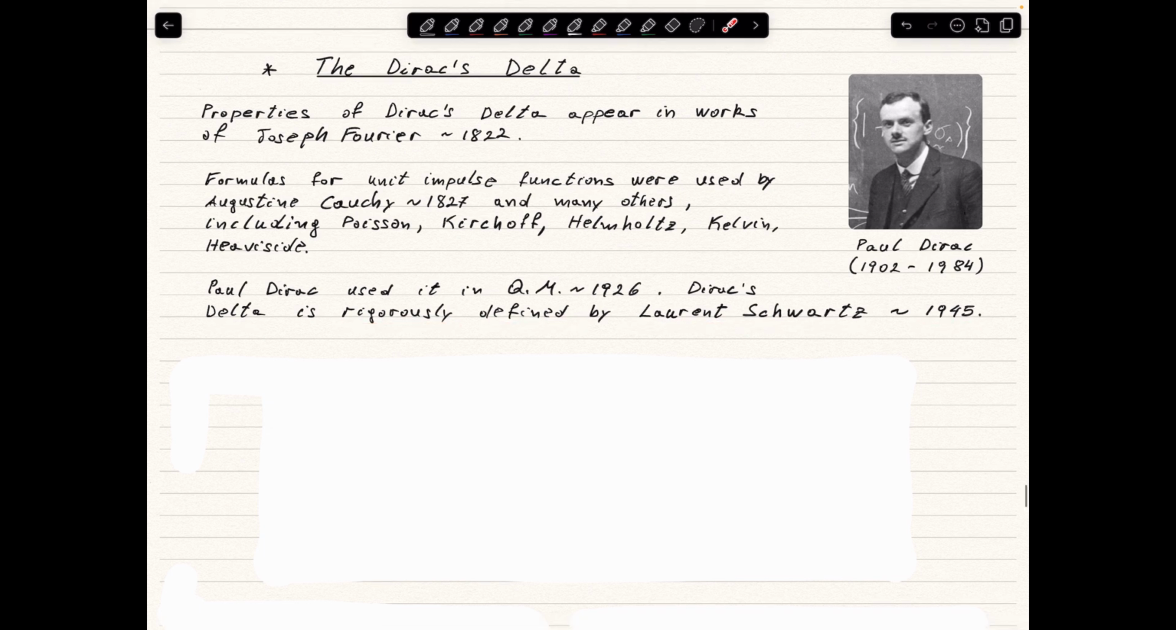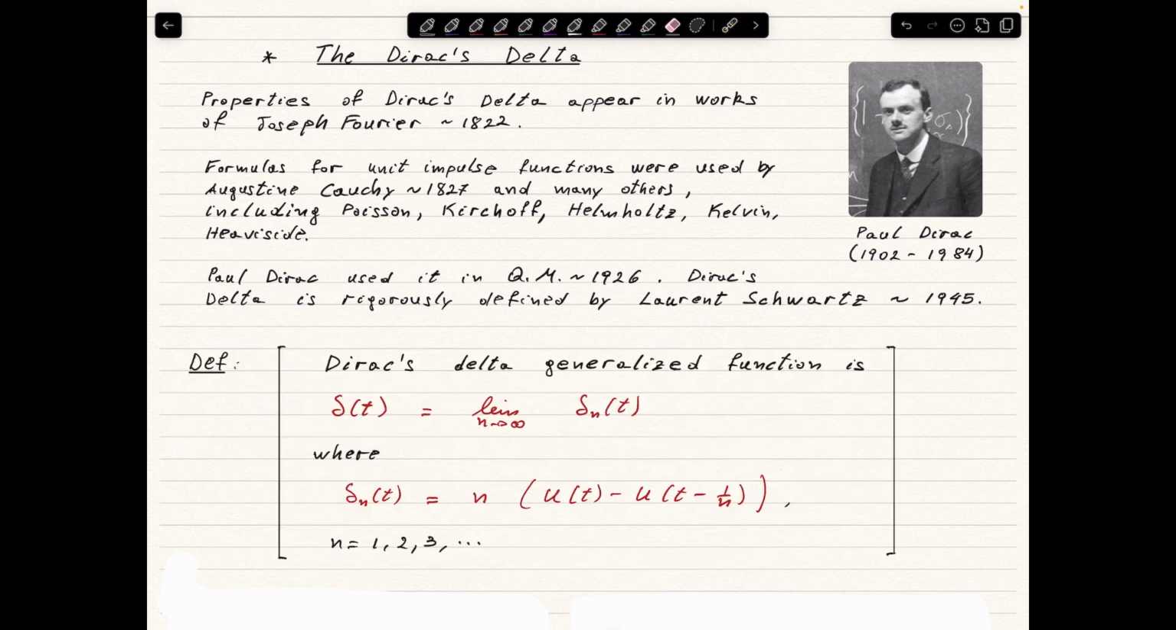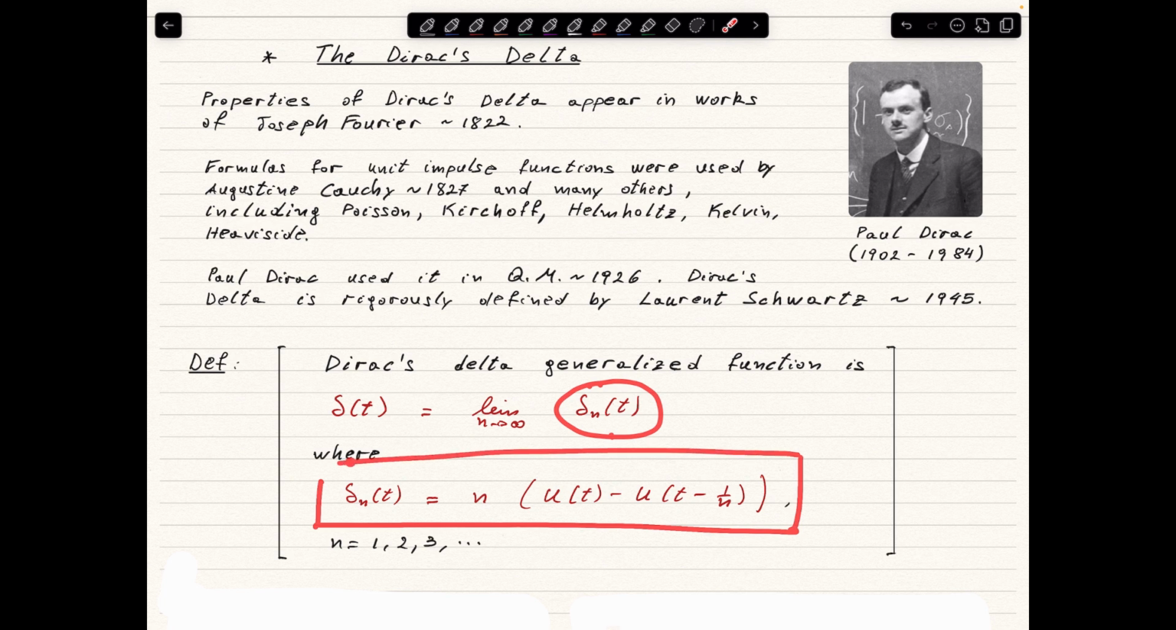Anyway, what is the Dirac's delta? Well, here is one definition. There are several ways to define this generalized function. This is one way. Dirac's delta generalized function is a limit of a sequence of functions. And what are these functions here? Well, they are given by this expression.